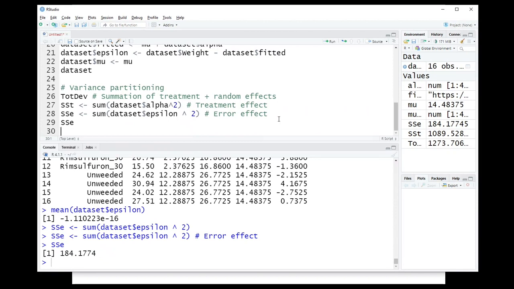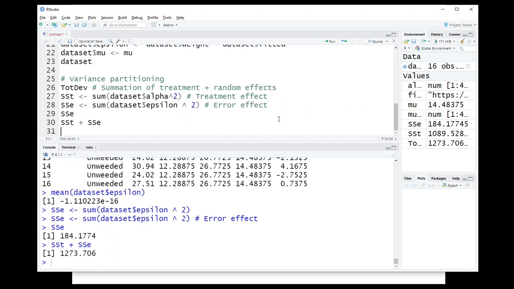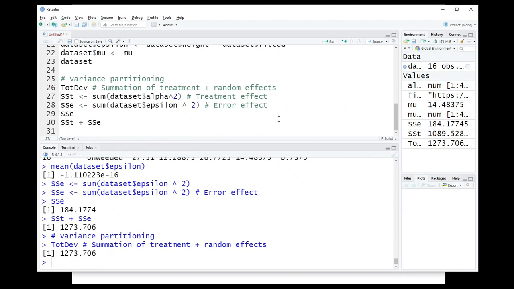184. It's interesting to notice that if I sum the treatment effect and the error effect, we will get the total. Let me just check it. Okay. Here we go. You see? So we have partitioned the variability of the weight in two components. One component is due to the treatment effect, and the other component is due to the random effect.